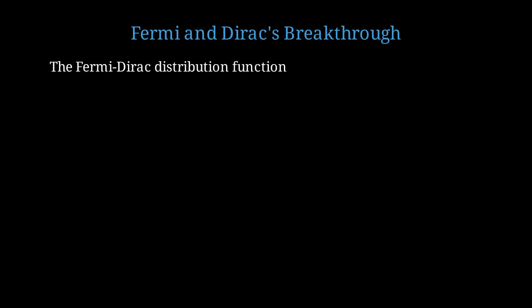In 1926, Enrico Fermi and Paul Dirac independently developed a new statistical distribution that incorporated the exclusion principle. They derived what we now call the Fermi-Dirac distribution function, which gives the probability that a quantum state at energy E is occupied. The Fermi-Dirac distribution, f of E, equals 1 divided by e to the power of E minus mu over kBT, plus 1, where mu is the chemical potential.